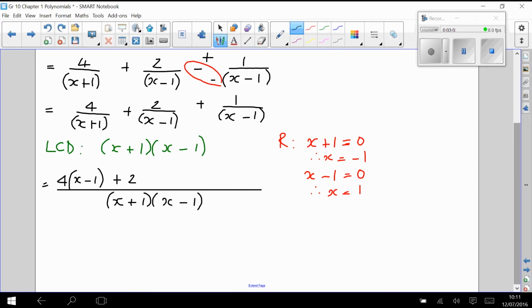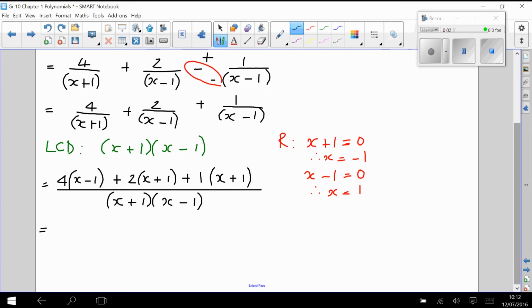The next term in the numerator was 2, and the new factor in the denominator is x plus 1. I'm doing the same in the last term. The old numerator was 1, and that needs to be times by x plus 1.